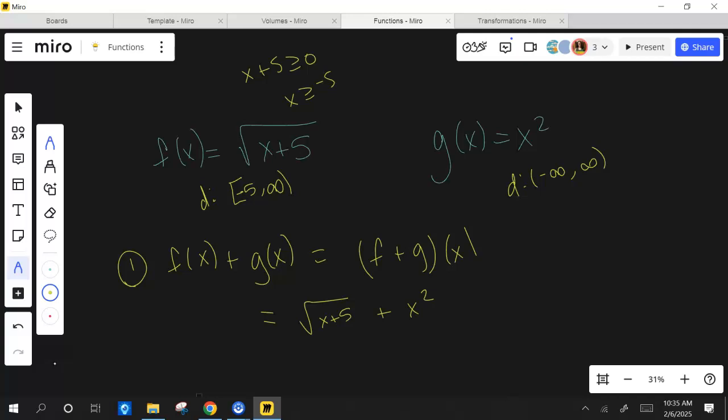So I have to put the two domains together and then look at this as a whole. Together, these two domains, this leaves out everything smaller than negative 5. This one doesn't leave anything out, and this one doesn't have anything new in it. There's no new radicals or new fractions. So what's my combined domain? It's just negative 5 to infinity.